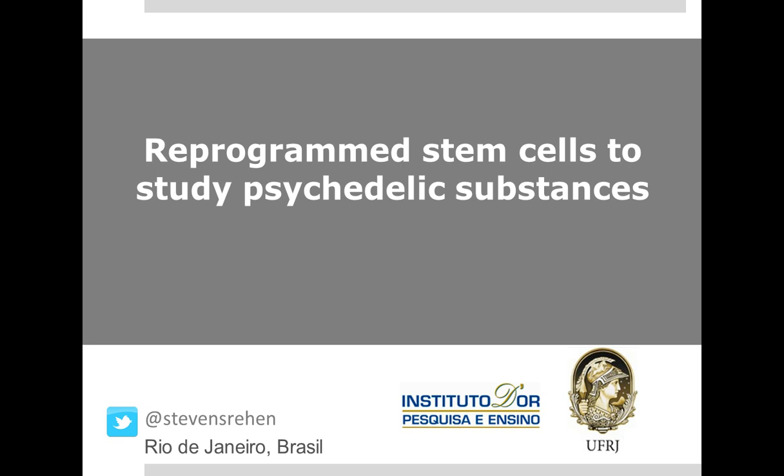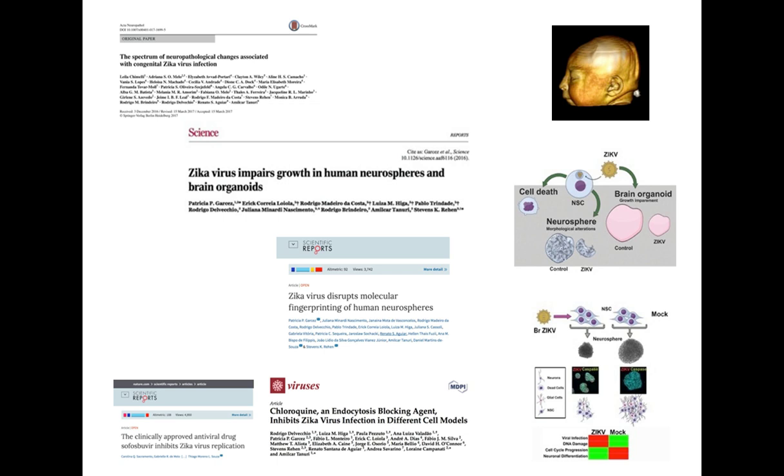So here we are working in Rio de Janeiro with iPS cells, and we are using those cells for different projects. The lab is more known for the work with the Zika virus. And we used this kind of approach with induced pluripotent stem cells and neurospheres and brain organoids to try to understand how the virus infected the developing brain tissue.